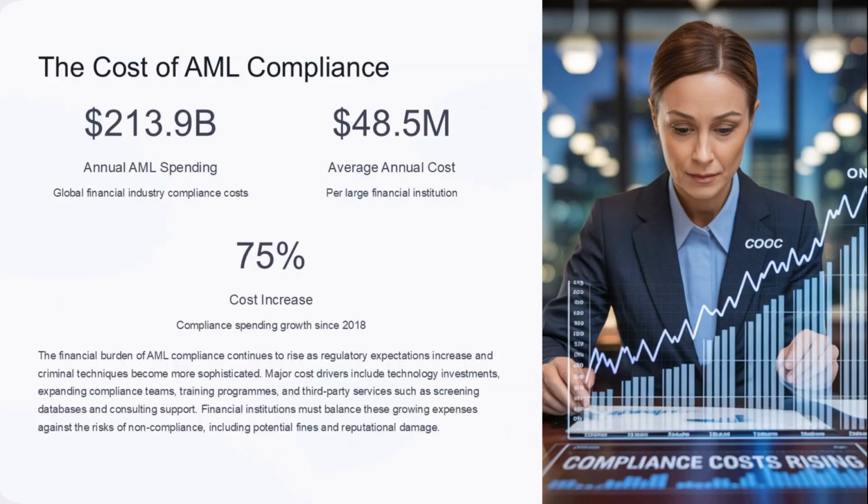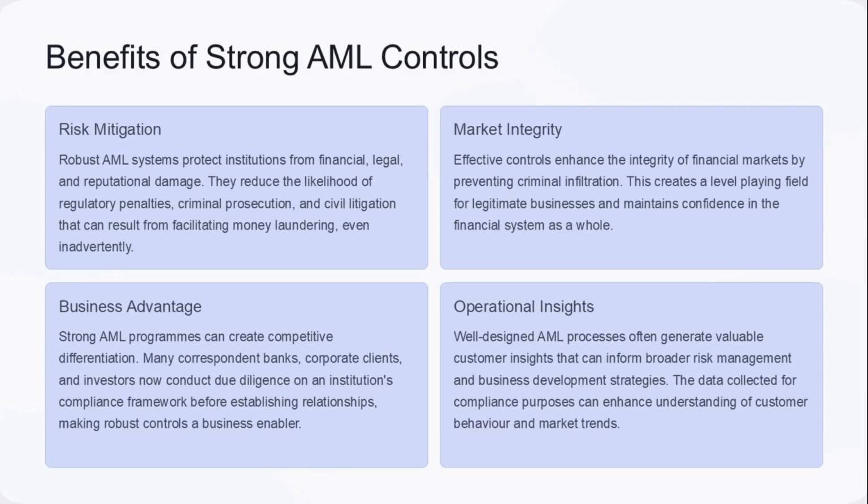AML compliance costs are soaring, with global financial industry spending reaching $213.9 billion annually. This increase is driven by regulatory expectations and the need for advanced technology and training to combat financial crimes effectively. Strong AML controls offer risk mitigation, market integrity, business advantages, and operational insights. These benefits help institutions protect themselves from financial and reputational damage while enhancing customer trust and competitive differentiation.